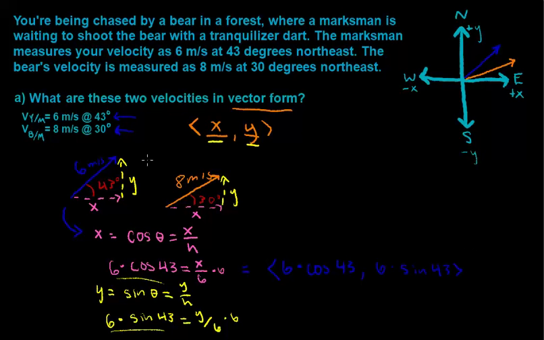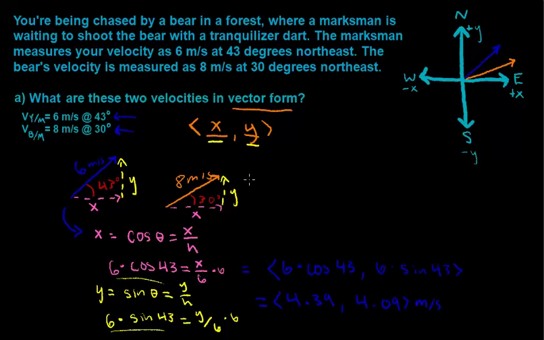And this is just a matter of getting out your calculator and calculating these individually. So we can do that real quick, and we get that the velocity of u relative to the marksman in vector form is 4.39 in the x direction and 4.09 in the y direction, meters per second. And that's the first vector, the vector velocity of u relative to the marksman.